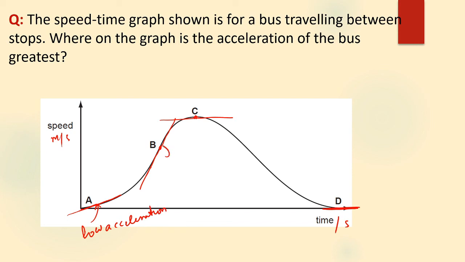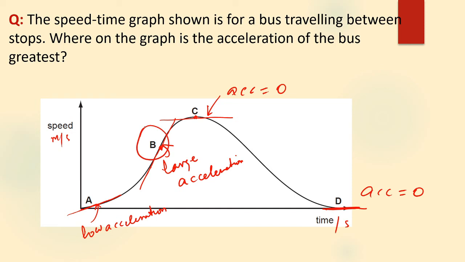Here the gradient is steeper, so it has a large acceleration. Here the gradient is 0, the slope is 0, that's why the value of the acceleration is also 0. And here it's a straight line, so slope is 0, that means acceleration is 0. The question is, where on the graph is the acceleration of the bus greatest? So the answer is B, because the gradient is larger at B.